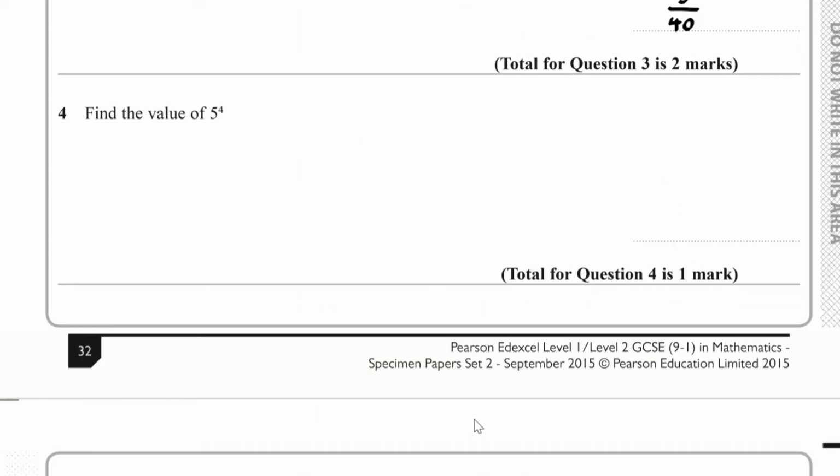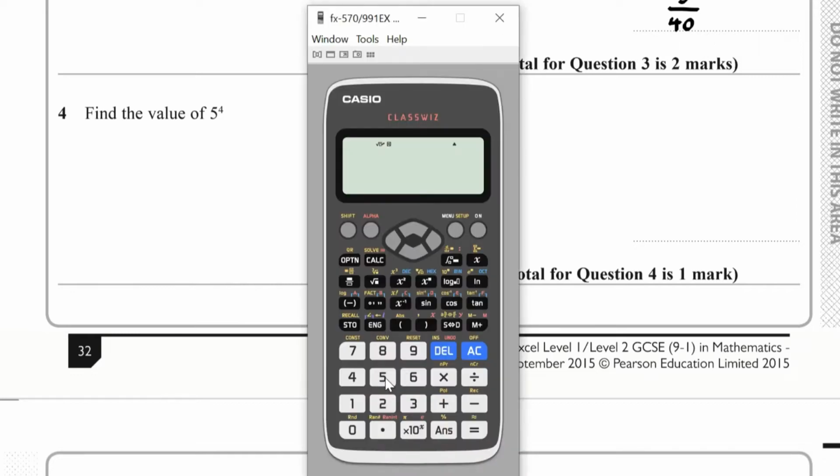Number 4. We have to find the value of 5 to the power of 4. Well, let's type this into our calculator. We've got 5 to the power of 4. It turns out we get 625.